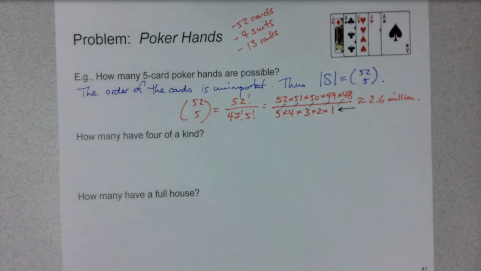And anyway, if there's only one way to be dealt a hand, the chance of getting it would be 1 in 2.61 million. So it's a very, very slight probability of getting that hand type. Ask yourselves how many ways are there of getting 4 of a kind.